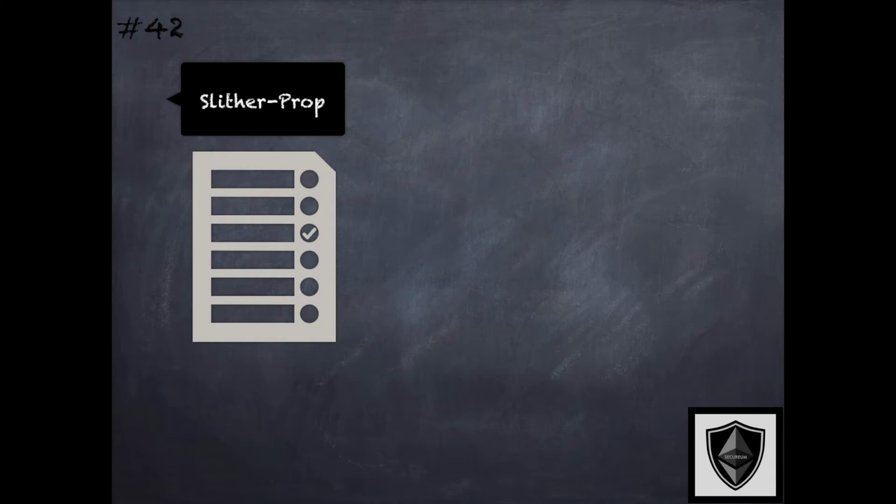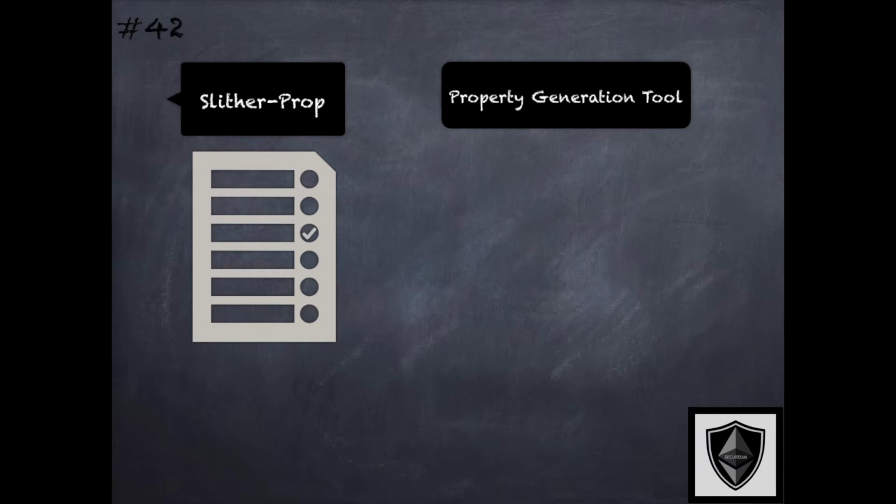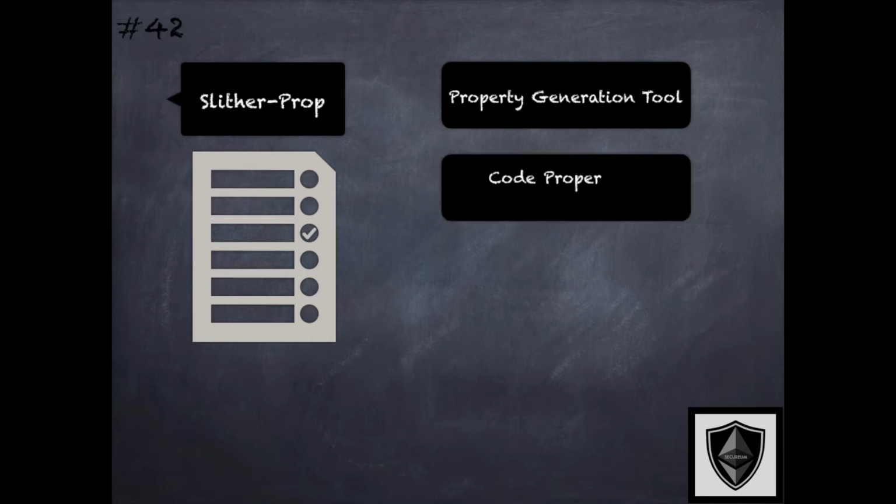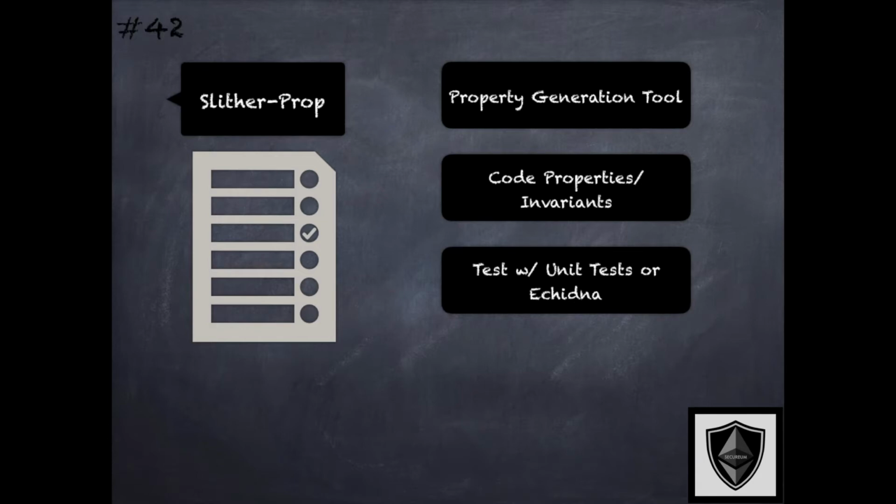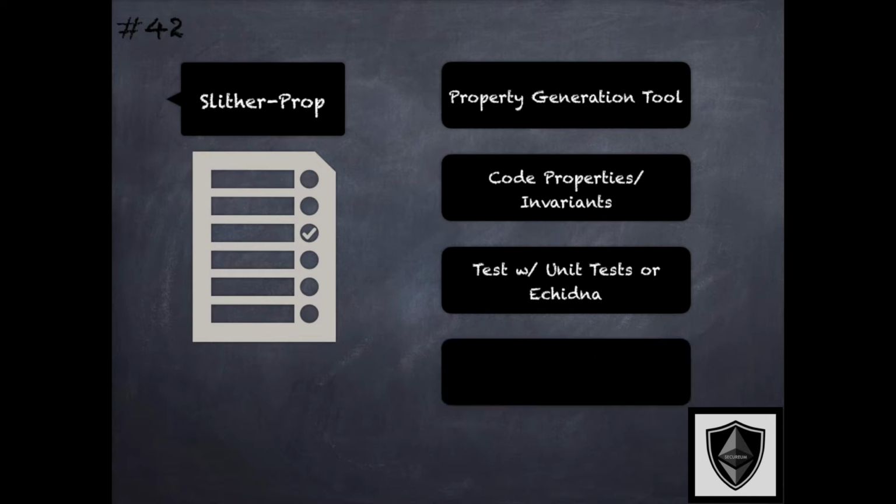And finally, Slither also has a property generation tool called slitherprop, which generates code properties or invariants that can then be used for testing with unit tests or echidna, and completely automatically. The ERC20 scenarios that can be tested with this tool are things like checking for correct token transfer, the pausable functionality, or that no one can incorrectly mint or burn tokens.